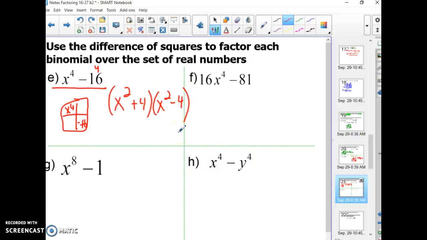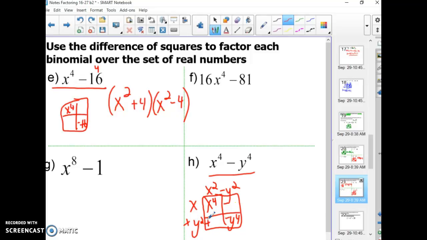Last example we're going to do with these is right here. Same situation. It doesn't matter if I have a variable over here in this part. X to the fourth is going to split up evenly, x squared and x squared. This needs to be a minus and a positive. Y to the fourth splits up evenly into y squared and y squared. So I get x squared minus y squared, and then I get x squared plus y squared.